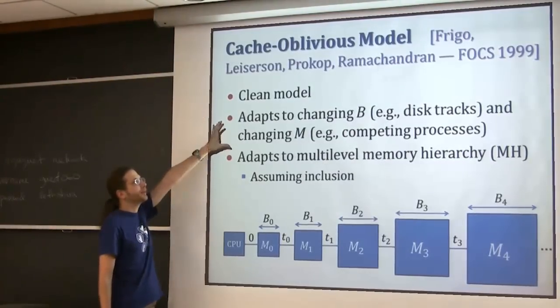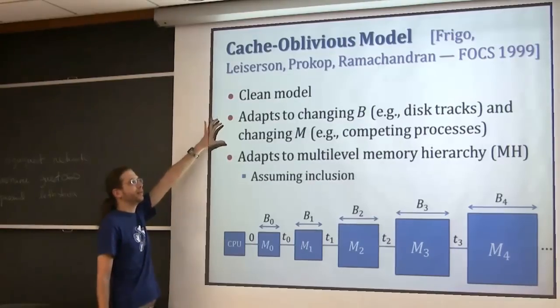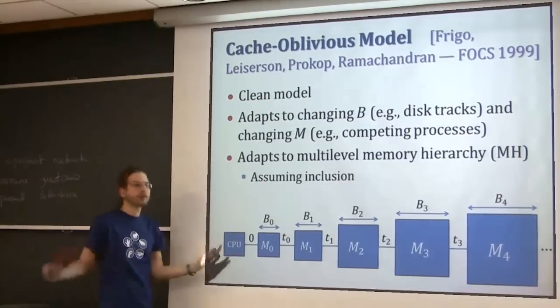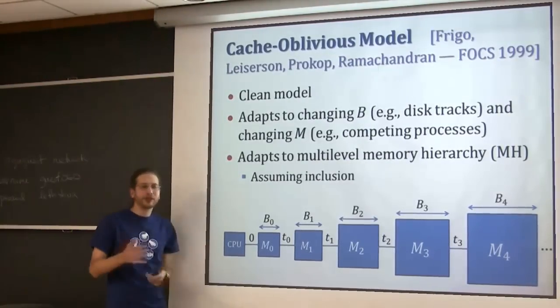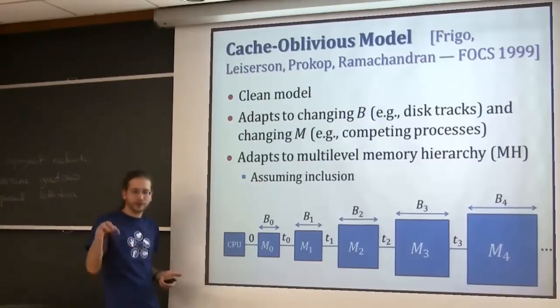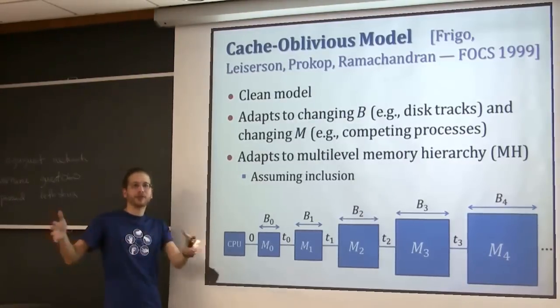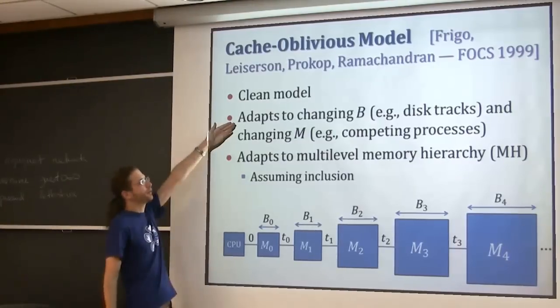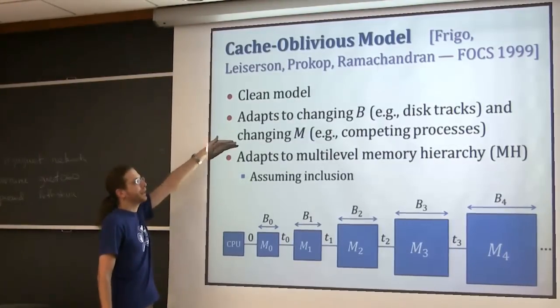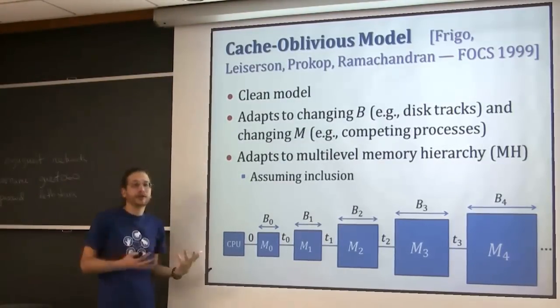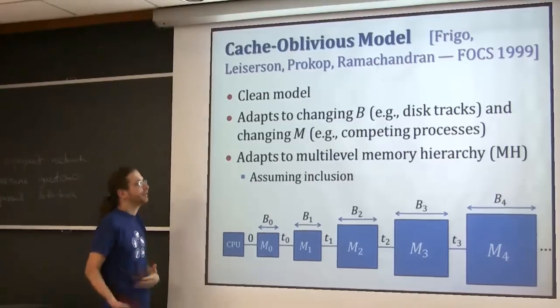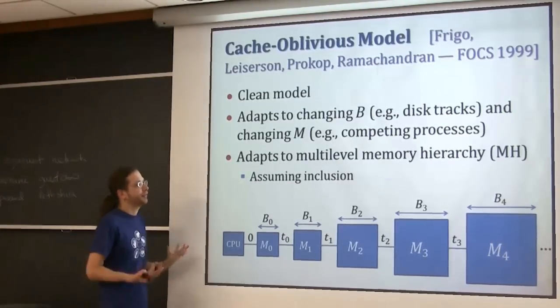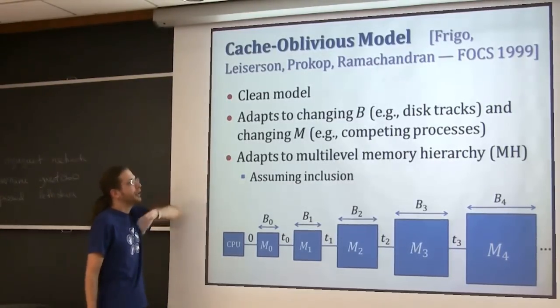I like this model because it's clean. It also, in a certain sense, is a little hard to formalize this, but it works for changing B because it works for all B. And so you can imagine, even if B is not a uniform thing, like the size of tracks on a disk are varying because circles have different sizes. So it probably works well in that setting. It also works if your cache gets smaller because you've got a competing process. It'll just adjust because the analysis will work.